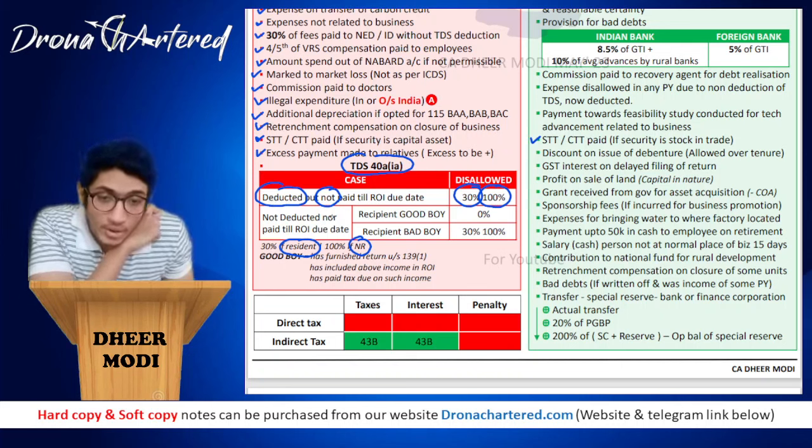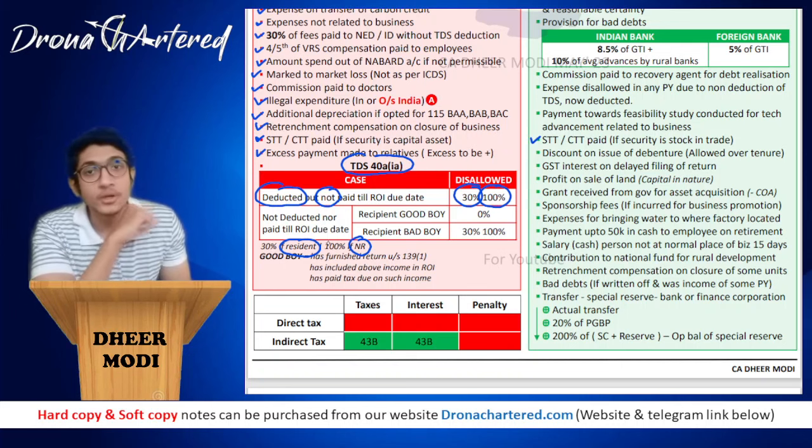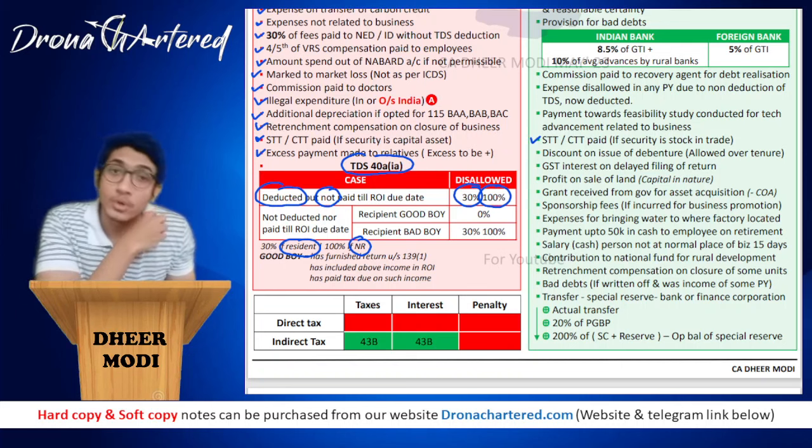And if tax was neither deducted nor paid till your return due date, that means you forgot to deduct and you did not pay either, then in such a case there are two ways. This is not tax language; this good boy, bad boy I have put in the notes so that you remember. The recipient is the person who received the payment. So if your recipient is a good boy, now who is a good boy?